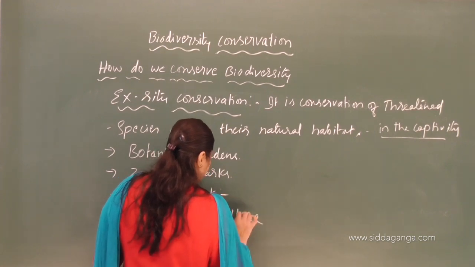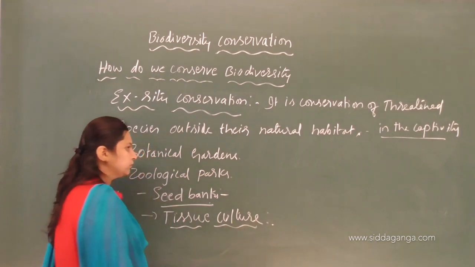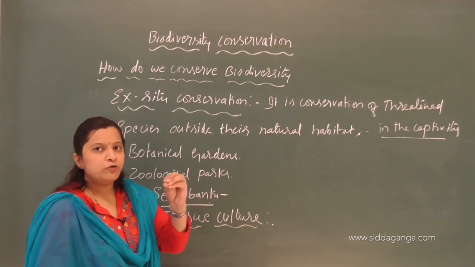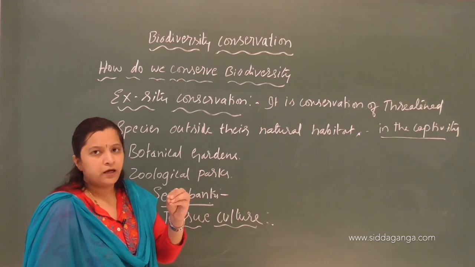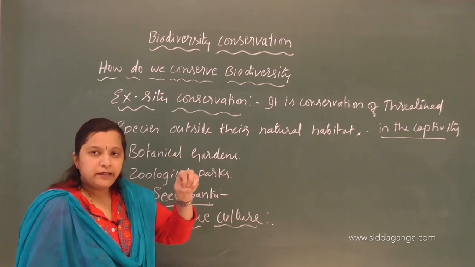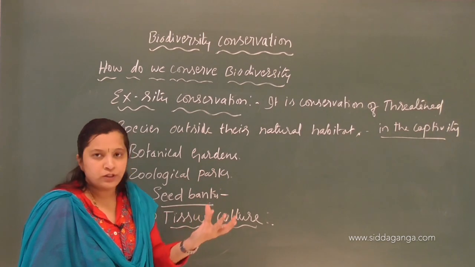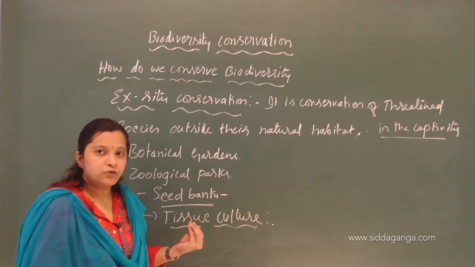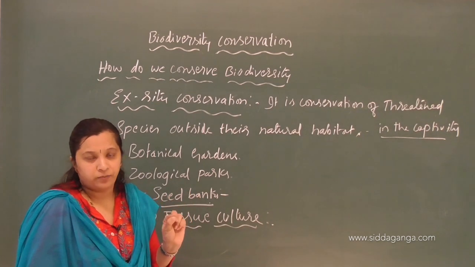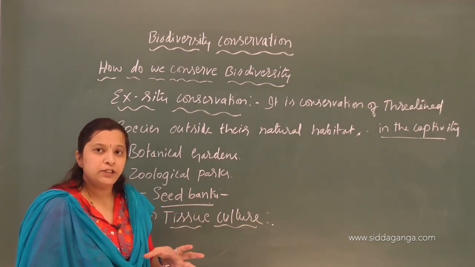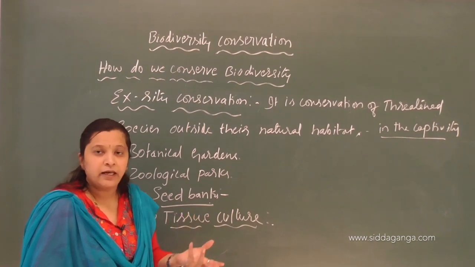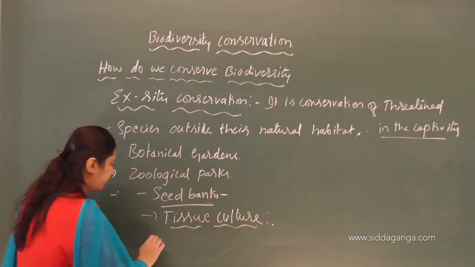And one more thing is tissue culture. In tissue culture methods, any small part of the plant is taken in a test tube and grown using a nutrient medium. So tissue culture means it is possible to develop a whole plant by using a small part of the plant. The plant species which are going to become extinct can be grown using tissue culture methods, and we can increase their number. Okay, so that is tissue culture. And cryopreservation.